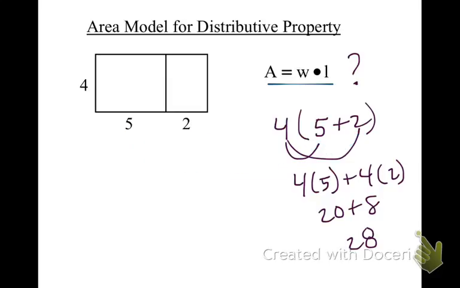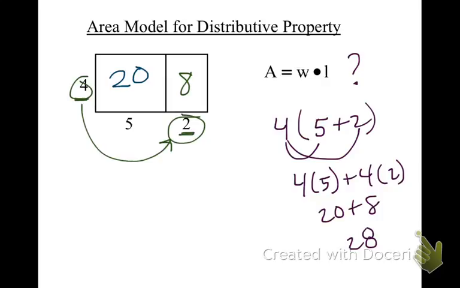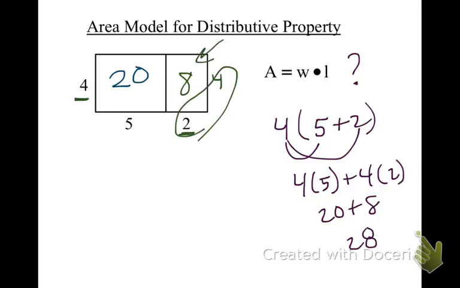So watch and see. Remember, I told you area is that length times width. So what is 4 times 5? 4 times 5 is 20. Then what is 4 times 2? 4 times 2 is 8. Now why am I multiplying my 4 and my 2? Well, because this side is also 4, so I'm just multiplying these two values to get what's inside.